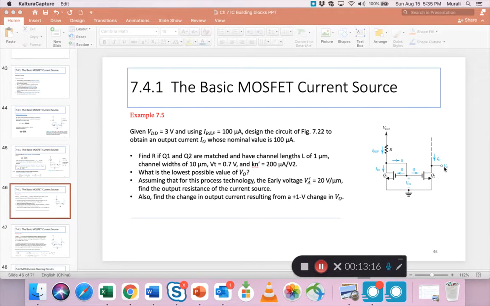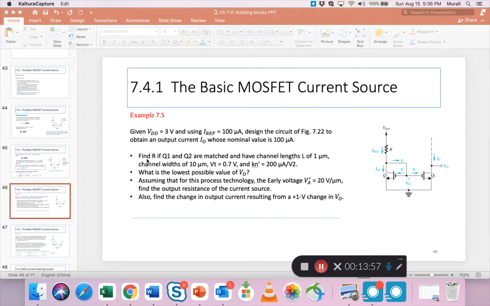What is the lowest possible value of VO, V output, that we can work with? Because remember the MOS has to be in saturation, so it can't fall below a certain minimum value. So what is that? Then find the output resistance RO in this case, and also what happens if there's a plus 1 volt change in V output. Okay, so straightforward application of a variety of formulas that we have studied so far. I don't see anything that is very difficult, so I will leave you to look through that.